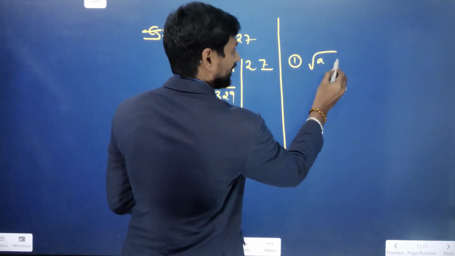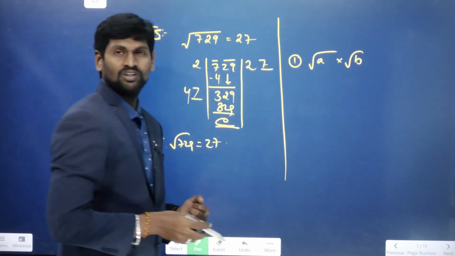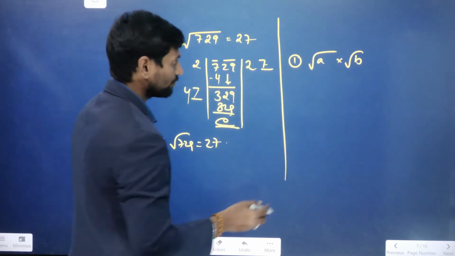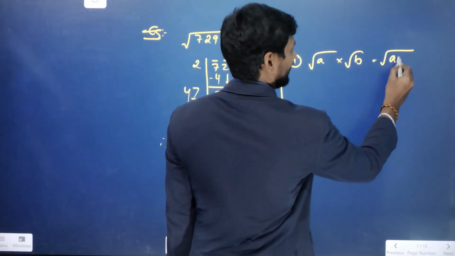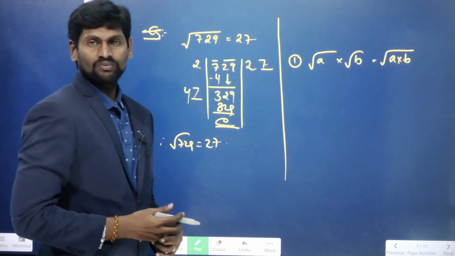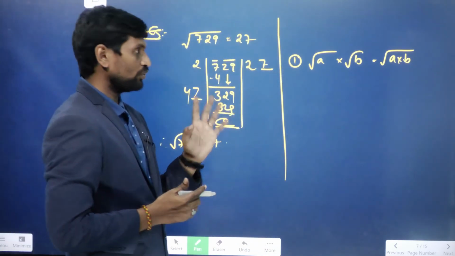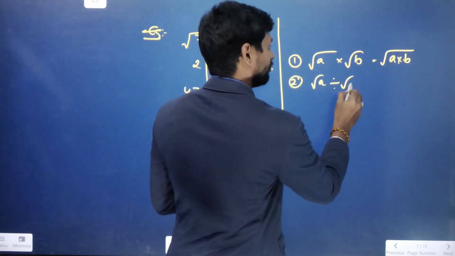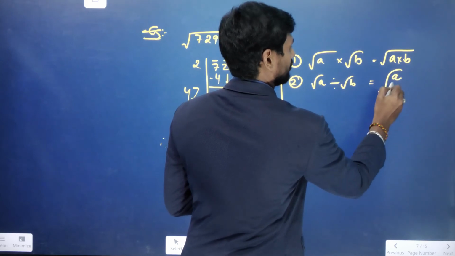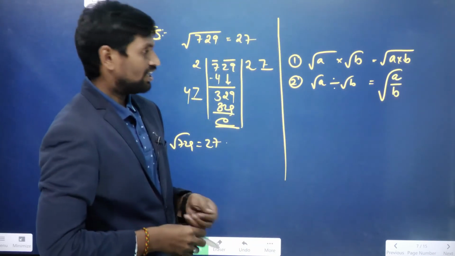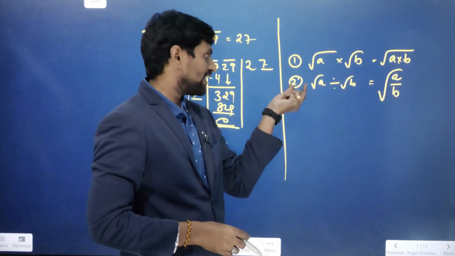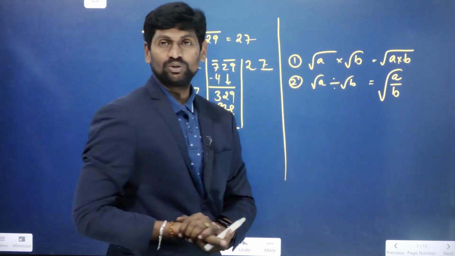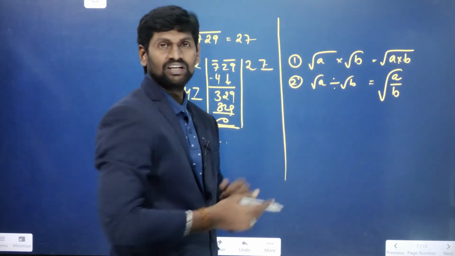So root a into root b. Two irrational numbers, root a and root b. The square root of a times the square root of b can be root over a into b. Multiplication we can apply between the two irrational numbers. Next, root a divided by root b. Yes, it is also possible: root over a by b. Or root over a by b we can write as root a and root b separately. Or root over a into b we can write separately, root a into root b. Root can be applied to both of them separately.